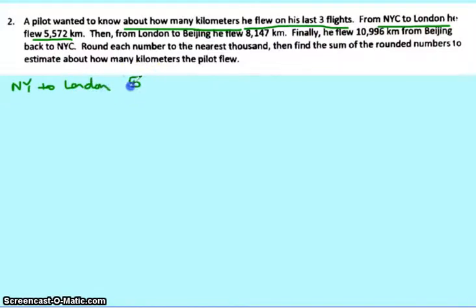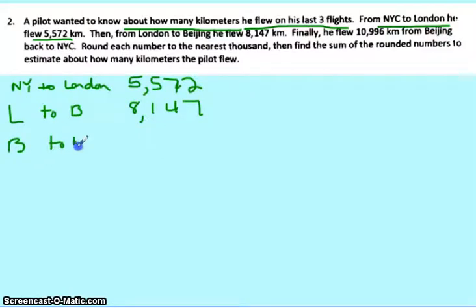Okay, so we can say from New York to London, he flew 5,572. Then he flew from London, and I'm going to abbreviate that, London to Beijing, B. He flew 8,147 kilometers. And then he flew from Beijing back to New York, N.Y. And that was 10,996 kilometers. Alright, so that's all the information they give us.